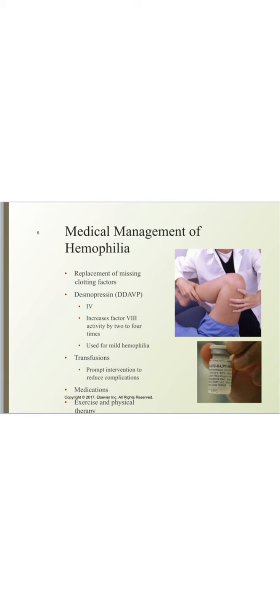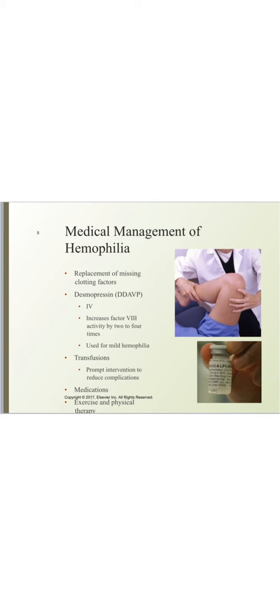So what do we do for these kids? Well, we need to replace the missing clotting factors with plasma or genetically engineered recombinants. So for those of you that donate plasma, this is one of the types of patients you are helping. We also have desmopressin. It can be given IV, nasally. I believe they have now an oral form as well. Desmopressin increases the factor that they're missing by 2 to 4 times. It does have some major side effects and things you have to watch for as well.